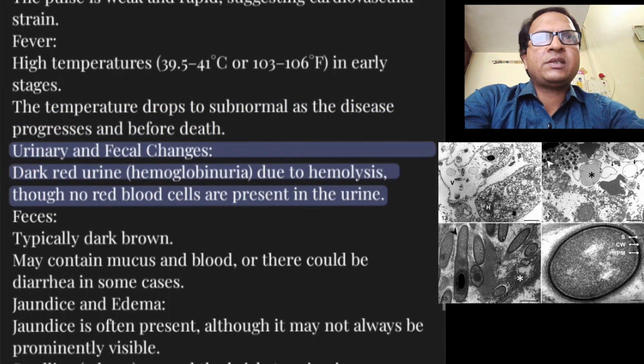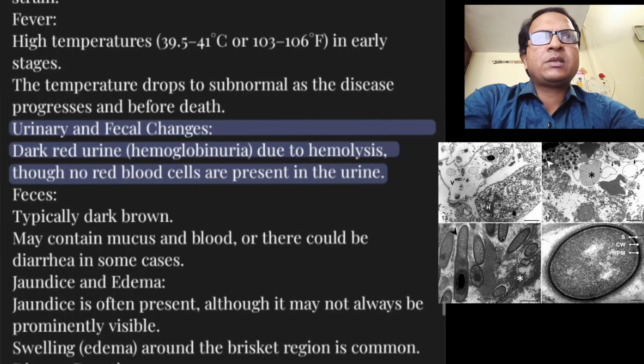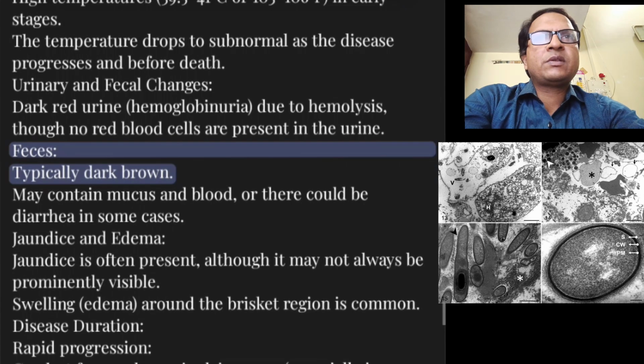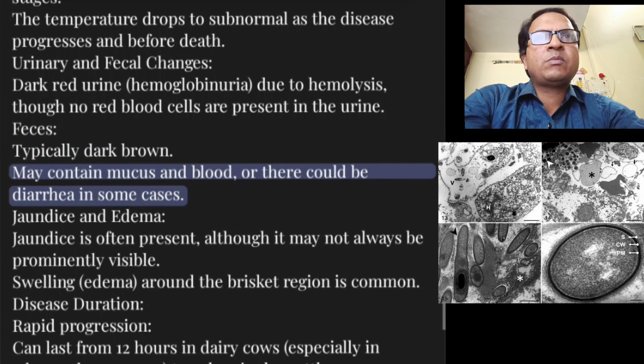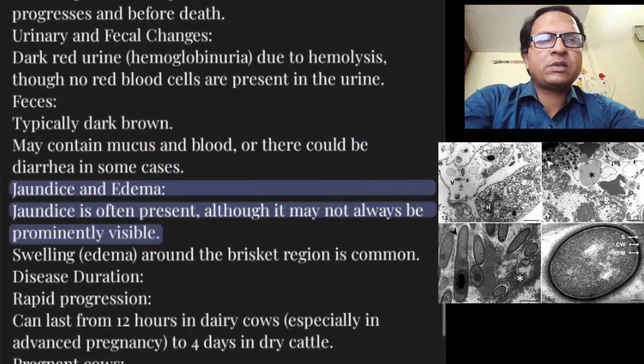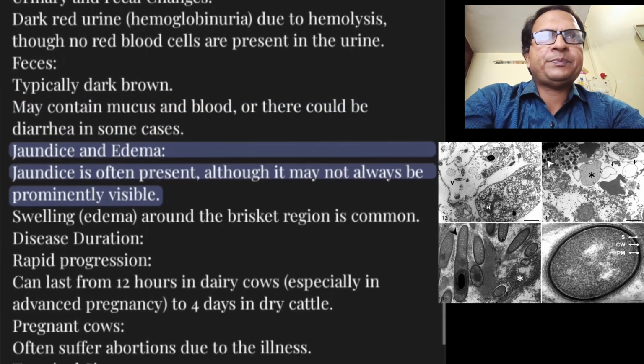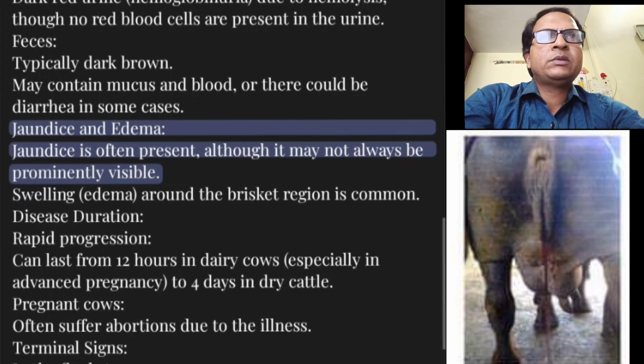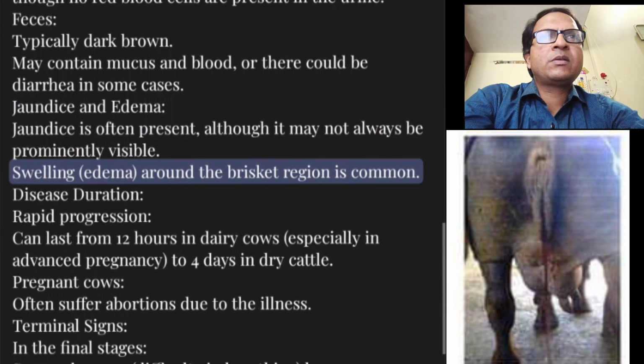Urinary and fecal changes: dark red urine, hemoglobinuria, due to hemolysis, though no red blood cells are present in the urine. Feces, typically dark brown, may contain mucus and blood, or there could be diarrhea in some cases. Jaundice and edema: jaundice is often present, although it may not always be prominently visible. Swelling, edema, around the brisket region is common.